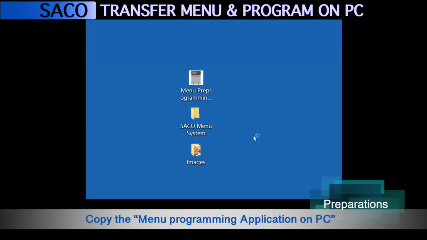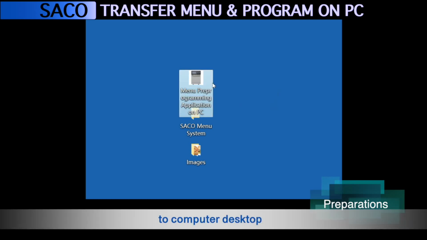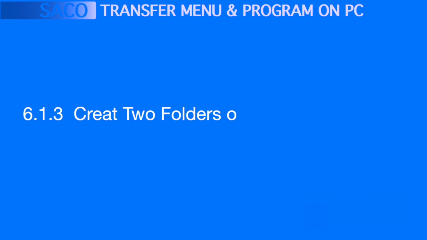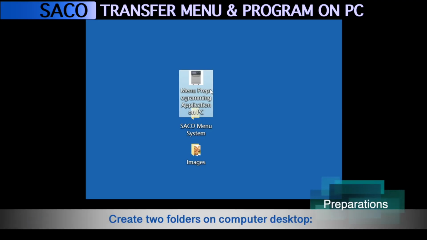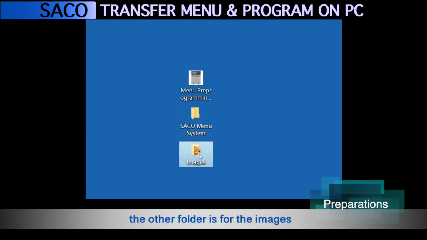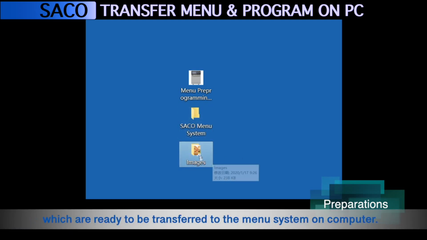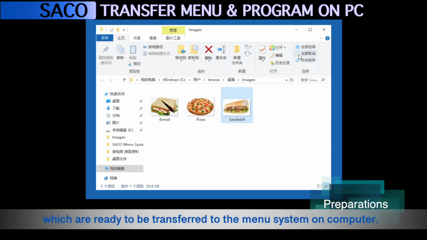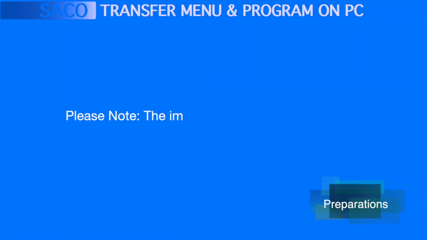Copy the menu programming application on PC to the computer desktop. Create 2 folders on the computer desktop. One folder is used to store the new menu system, which will be created on the computer by the user. The other folder is for the images, which are ready to be transferred to the menu system on the computer. Please note, the images must be JPEG format.